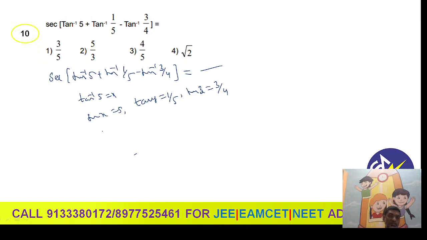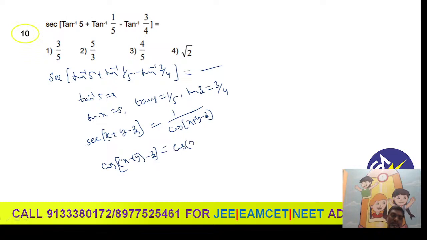And now, what are we getting here? x plus y minus z. So what is this x plus y minus z? That value we have to calculate. Here we have secant of x plus y minus z, which means 1 by cos of x plus y minus z. First we can calculate cos of x plus y minus z.